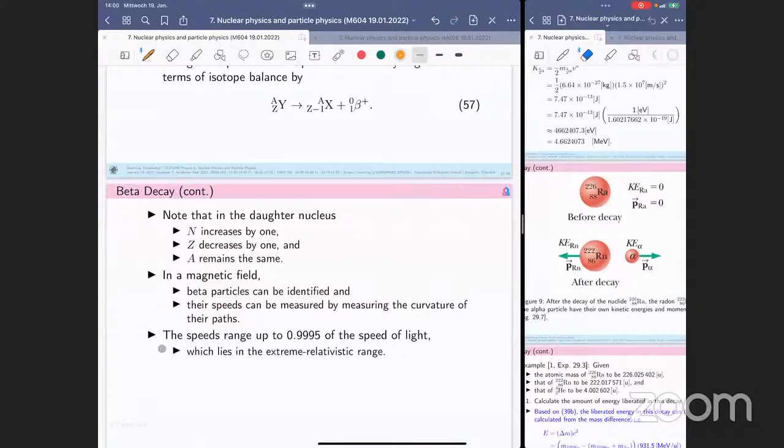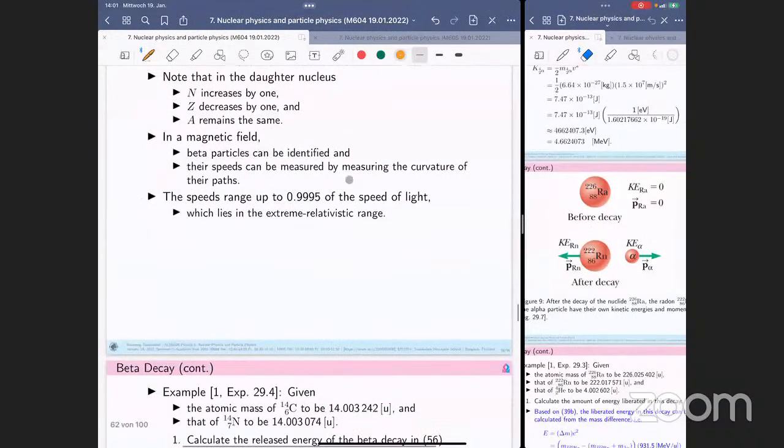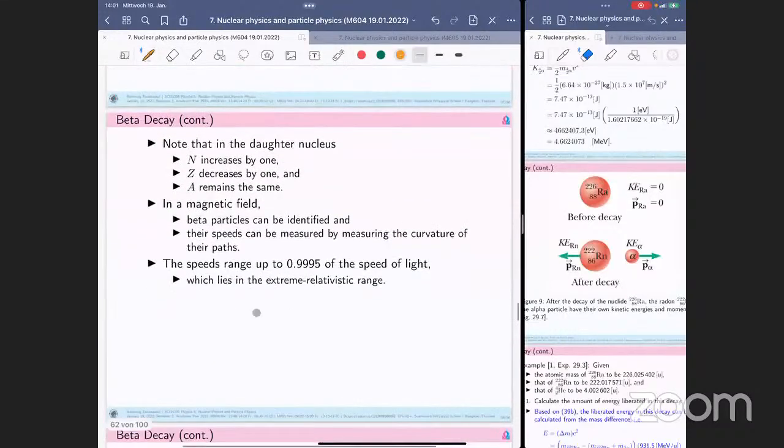The speed of the beta could be up to 0.99995 the speed of the light, okay, which is very, very close to the speed of the light. So you cannot use the typical expression of the movement. You need to deal with relativistic expression, which is the theorem by Albert Einstein, right? So that's the whole theory about beta decay.